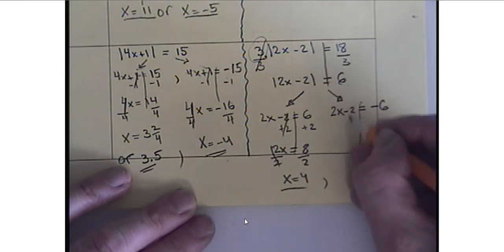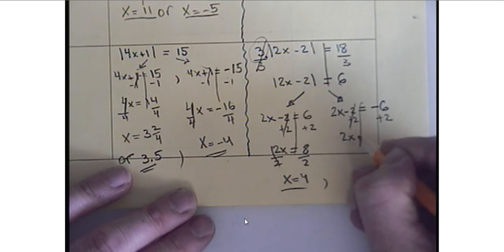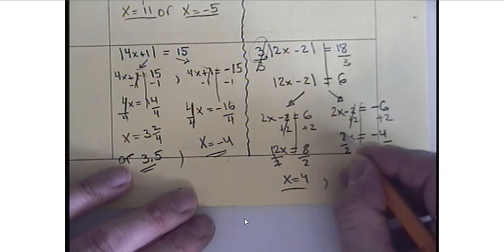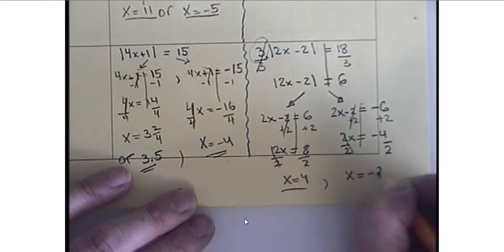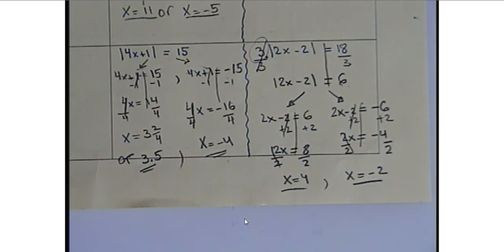Second solution, plus 2, those two cancel, 2x will be equal to negative 4. Final step, divide by 2, so x equals negative 2 will be my second solution. With that, we will complete the example.